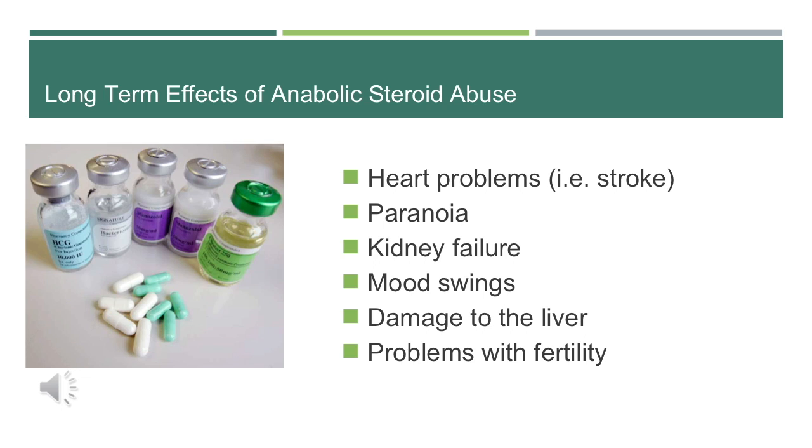Finally, the long-term effects of consistent abuse of anabolic steroids can lead to heart problems, such as stroke. Also, the user may suffer from paranoia and mood swings, which is where the term roid rage originated from. Additionally, the person is more likely to suffer from kidney failure and damage to the liver, and long-term issues with fertility. The negative effects of this drug really seem to outweigh the simple positive of increased muscle growth. Steroids are a dangerous drug to one's body and should not be taken lightly.